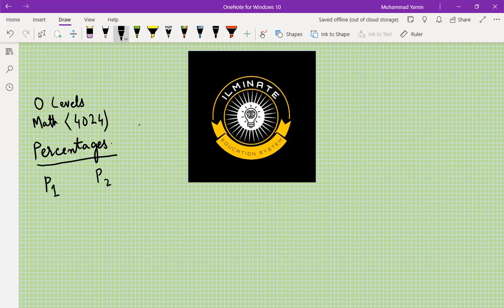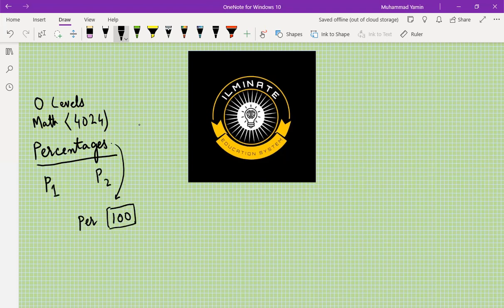And moreover, in nearly every question you will find the topic of percentages present somewhere, because it is an essential part of nearly every topic, and not only in maths, but it is also used in physics, in chemistry, and in accounts and economics as well. So basically, when we say percentages, we should know that it is related to a method in which we divide every quantity into hundreds.